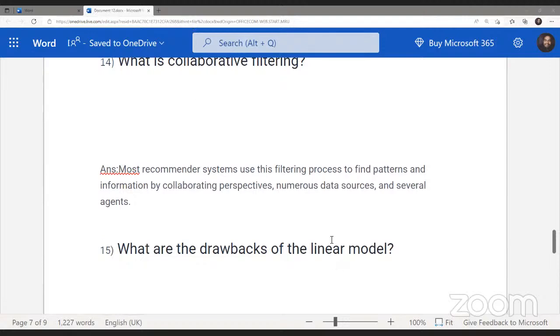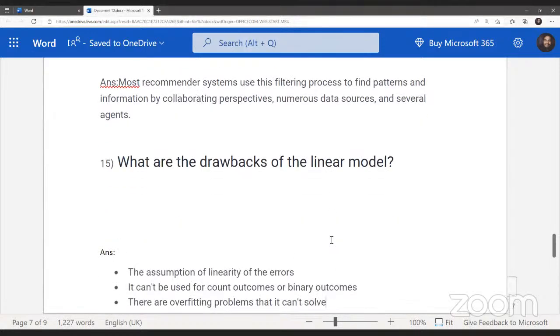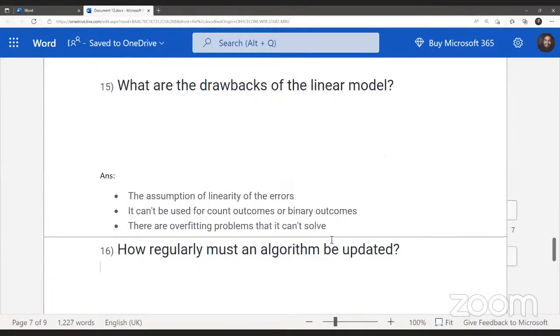So, as we look into this, there are the assumptions of linearity of the errors, it can't be used for count outcomes or binary outcomes, and there are overfitting problems which can't be solved. So, as we jump into the next one, how regularly must an algorithm be updated?